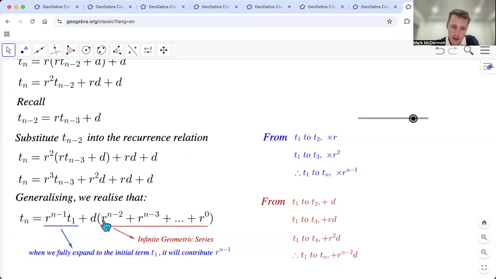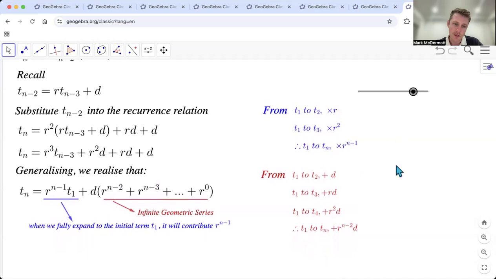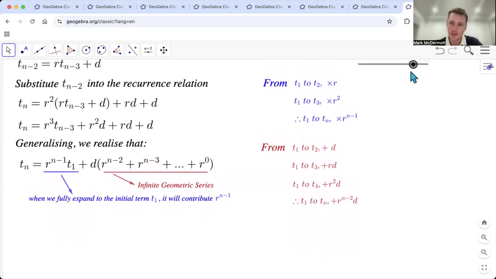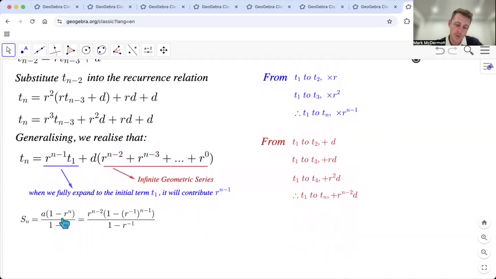And again, the reason R to the n minus 2 is the largest term is because of this example: if we're going from T1 to T4, you're adding D R squared times. And so if you're going from T1 to T sub n, you're adding D R to the n minus 2 times. And so this is an infinite geometric series. Then we draw on some of the stuff we learned before, from the infinite geometric series section, in terms of simplifying this.